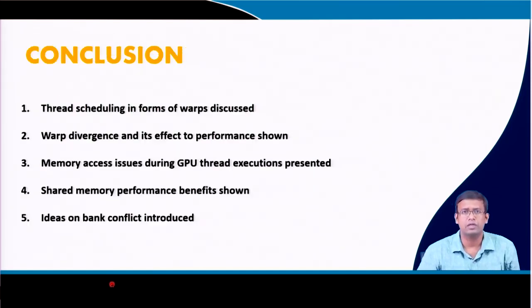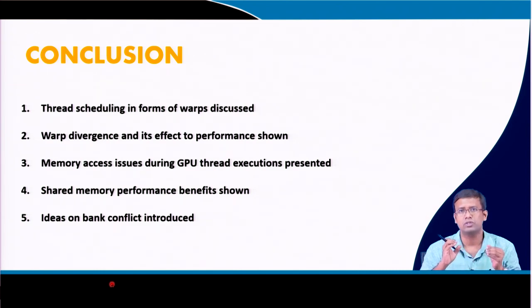In the last 2 lectures, we looked into thread scheduling in the form of warps. Threads are scheduled as a group of threads within a block that runs in the streaming multiprocessor, and this group is called a warp, whose size is 32. Warp divergence or thread divergence reduces the performance. We have looked into that.